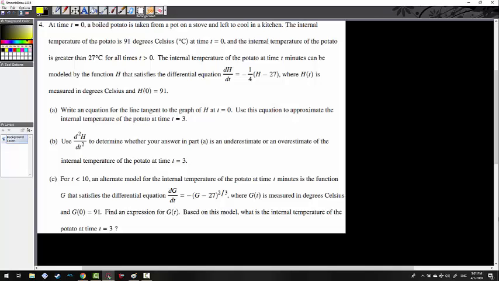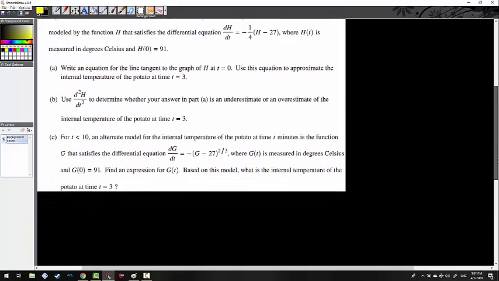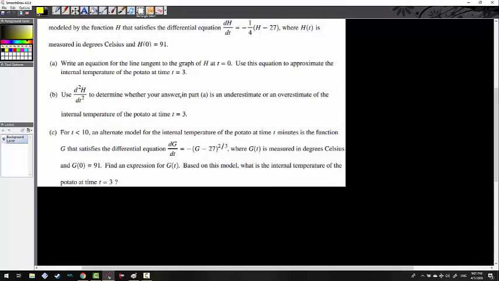It reads: at time t equals 0, a boiled potato is taken from a pot on a stove and left to cool in the kitchen. The internal temperature of the potato is 91 degrees Celsius at t equals 0, and the internal temperature of the potato is greater than 27 degrees Celsius for all time greater than 0. The internal temperature of the potato at time t minutes can be modeled by the function h that satisfies the differential equation dh/dt equals that expression, where h of t is measured in degrees Celsius and h of 0 is 91. So, in part A, after all that exposition, they are asking us to write the equation of the tangent line to the graph of h at t equals 0.